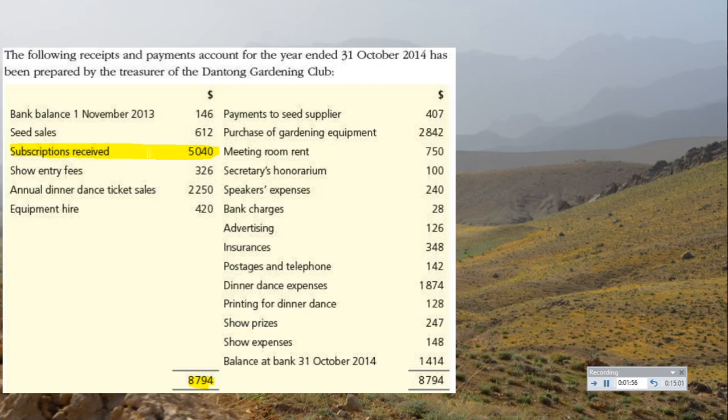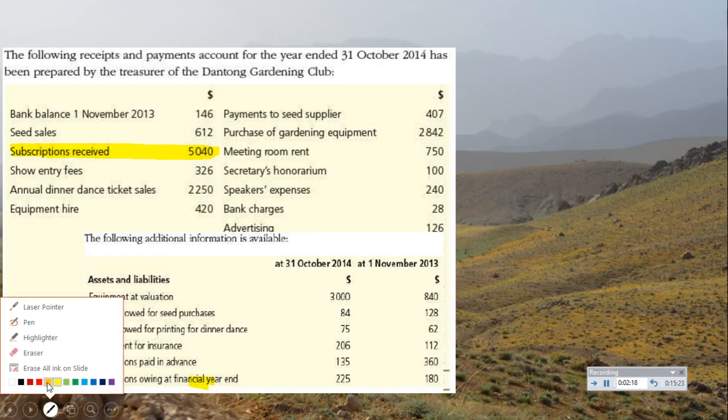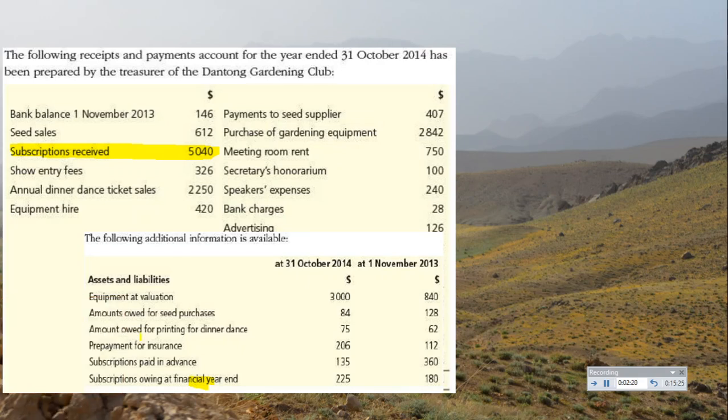Now the question is, can we show this whole amount 5040 as income in the income and expenditure account? Well, that depends on your additional information. So let's have a look at the additional information. That's your additional information here. I'm going to mark the subscription here as well. I'm going to highlight it. So you have subscription out here.